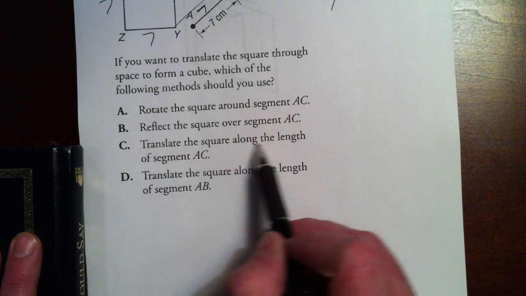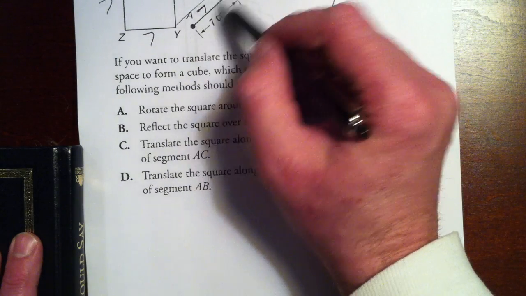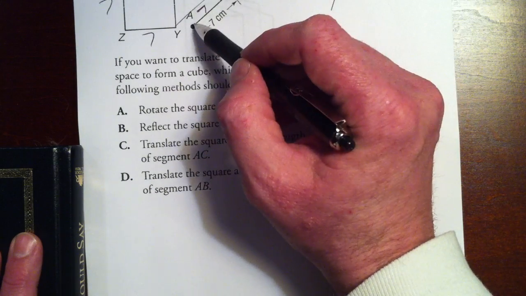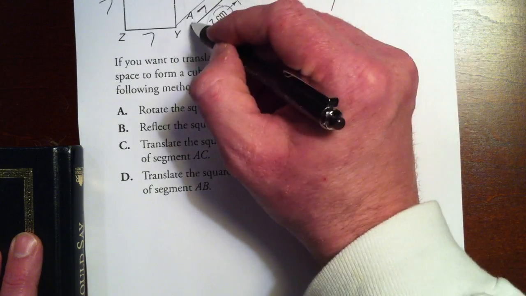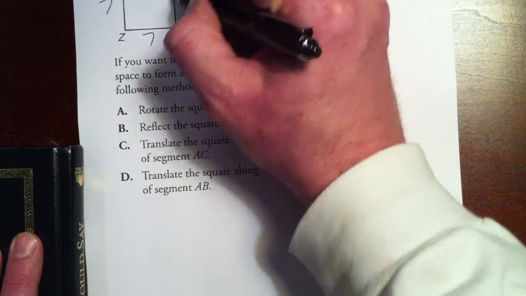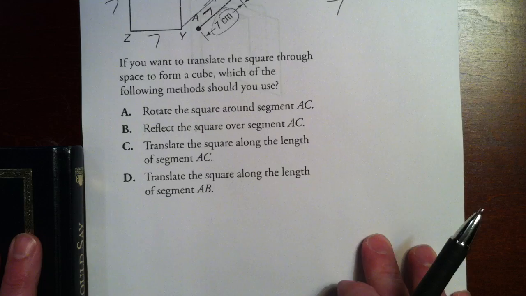Well, am I going to have to translate the square along the length of this line segment AC, or am I going to have to slide it between A and B? A and B or A and C? Well, the obvious answer is going to be 7, because if I move it from here to here, that's going to make that guy 7 by 7 by 14, and by definition, that is not a cube.